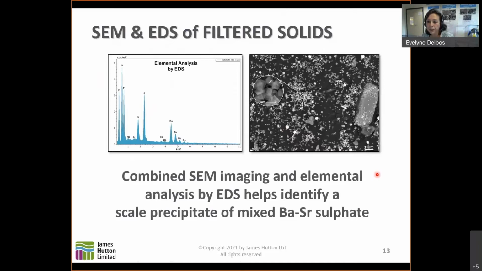And the combination of this morphology and the EDS, the elemental signature, is a very strong indication that these particles that are tiny here are a newly crystallized precipitate of barium strontium sulfate. So this is the first indication using the SEM and EDS analysis.